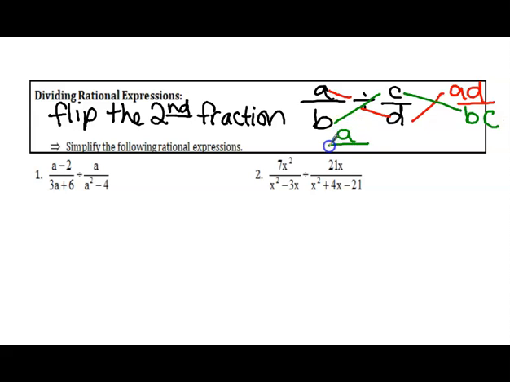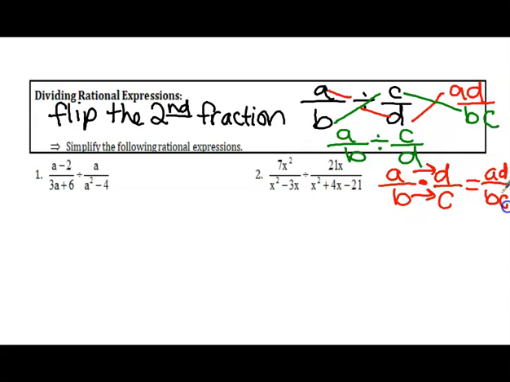Another way is flip that guy and multiply, which means if you have A over B divided by C over D, what that means is it's A over B times D over C. So then it would be A times D and then B times C, which is the same as above. Okay, so either way works. Again, dividing fractions, learn your tricks and go from there.